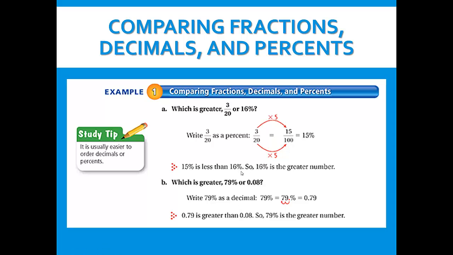For B, which is greater, 79% or 0.08, which is 8 hundredths? We can write 79% as a decimal. In order to make 79% a decimal, we want to move our decimal 2 places to the left. Since we don't see a decimal, we know it'd be at the end, and then we're going to move it up 2 places, 1, 2, which will put it in front of the 7, so it'd be 0.79 or 79 hundredths. 0.79 or 79 hundredths is greater than 8 hundredths, so 79% is the greater number.